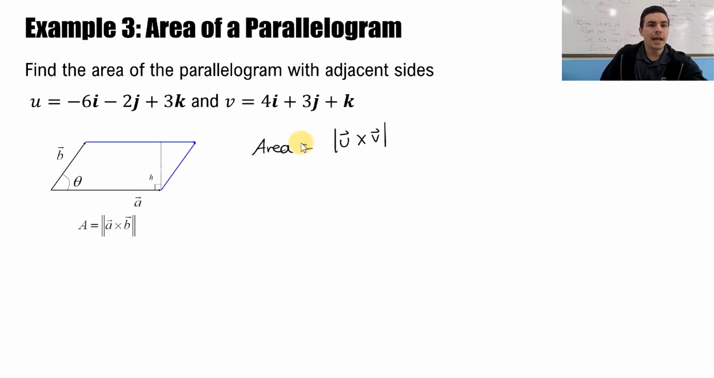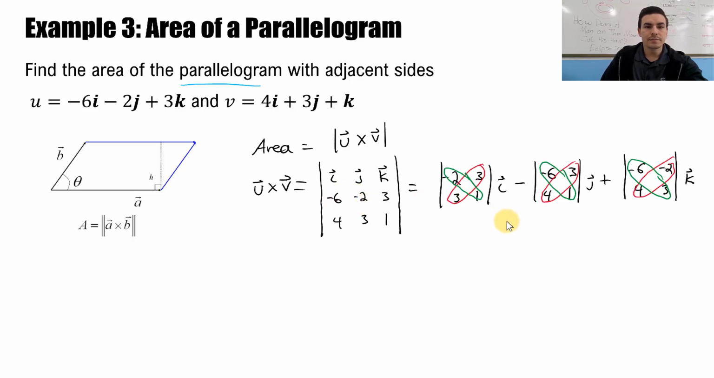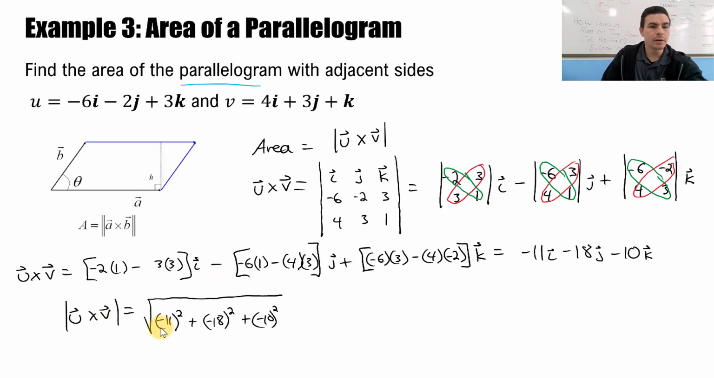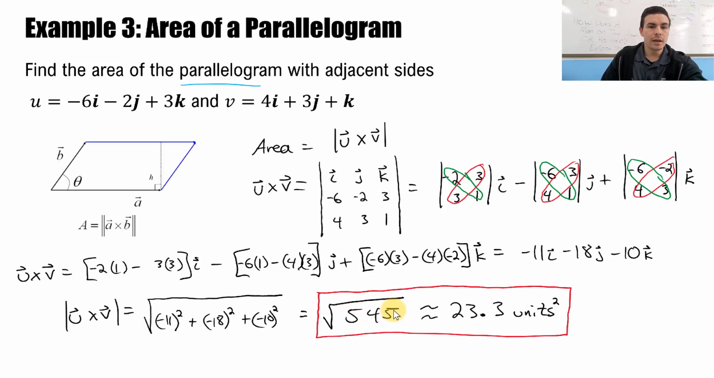Okay, so in order to find the area of the parallelogram with adjacent sides, and the adjacent sides are our vectors u and v, we just need to find the magnitude of u cross v. So first let's go ahead and find out what u cross v is. So we'll take our matrix, find the determinant of this matrix. That'll look something like this. And we'll find that our u cross v is negative 11i minus 18j minus 10k. So now we just need to take the magnitude of this. We'll go ahead and plug in our values. So I've got 11 squared plus 18 squared plus 10 squared. And we get about 23.3 units squared for our area.